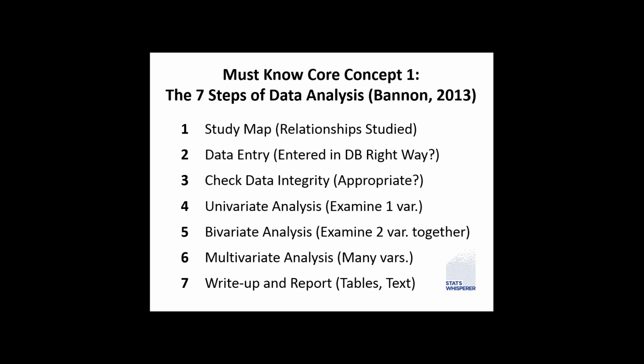Then univariate analysis, step 4. That's where you're looking at one variable at a time. You're analyzing one, uni meaning one, variable at a time. So if we're looking at class attendance, that's one variable, class attendance. How many days does the average person attend class, right? So it's more like the getting-to-know-you phase. You're getting to know the data, one variable at a time.